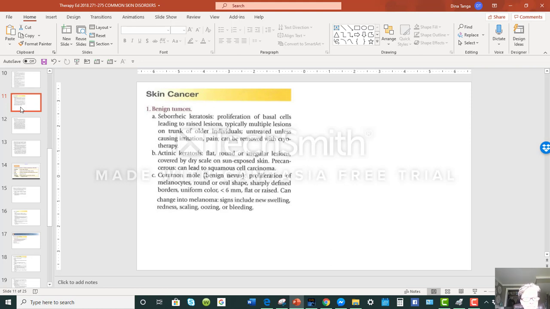Common mole. Benign nevus. Proliferation of melanocytes. Round, oval shape, sharply defined borders. Uniform color, less than 6 millimeters, flat or raised. Can change into melanoma. Signs include new swelling, redness, scaling, oozing, or bleeding.